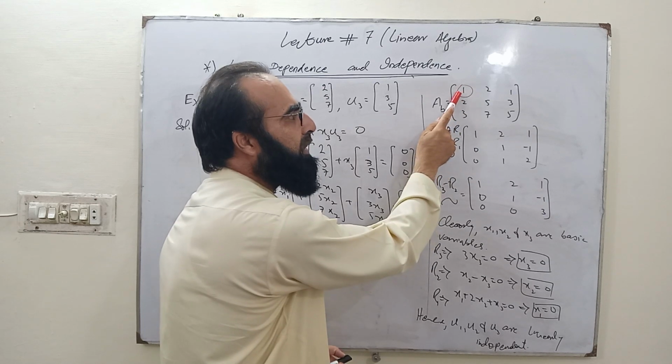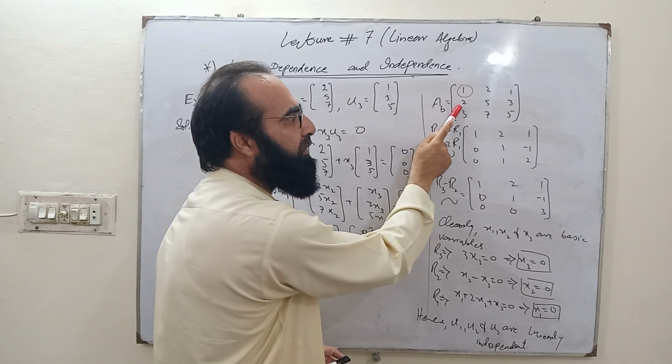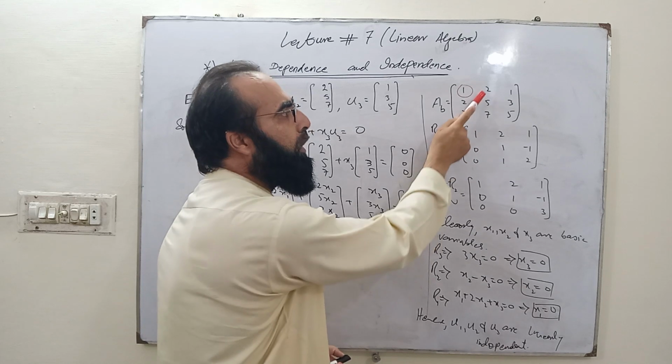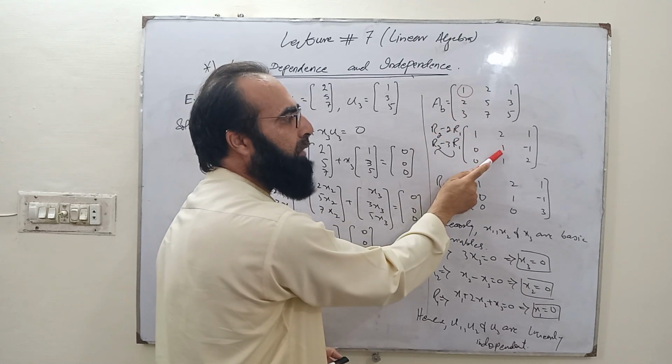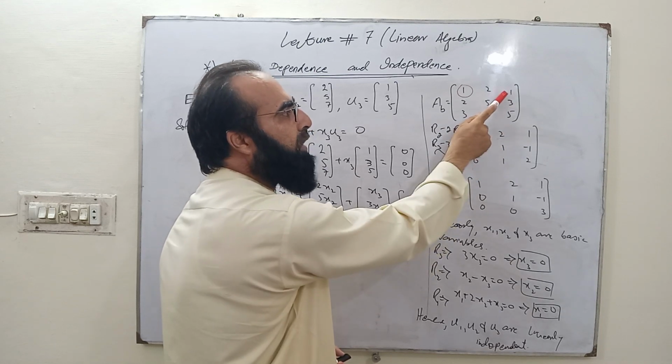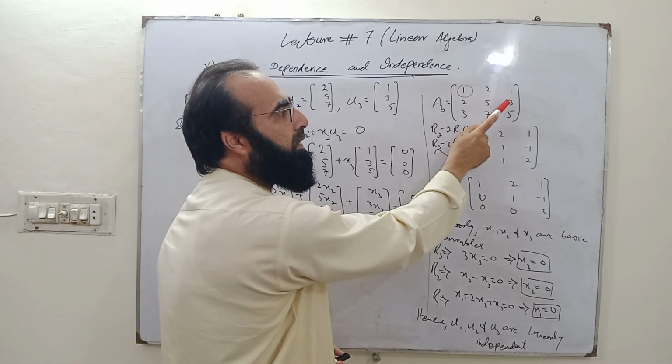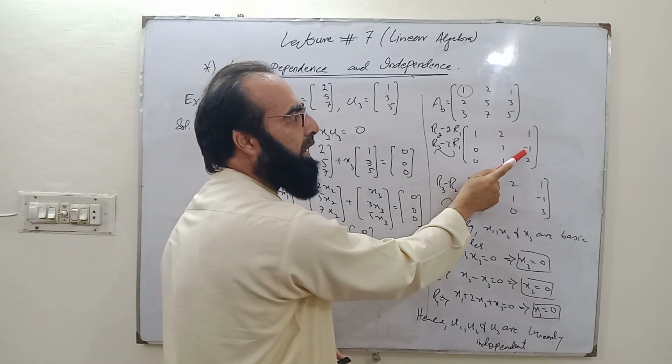So 2 times R1 gives us 2, and subtracting that 2 from this 2, we get 2 minus 2 equals 0. 2 times R1 gives us 4, and subtracting that 4 from 5, we get 5 minus 4 equals 1. 2 times R1 gives us 2, and 3 minus 2 gives us minus 1.